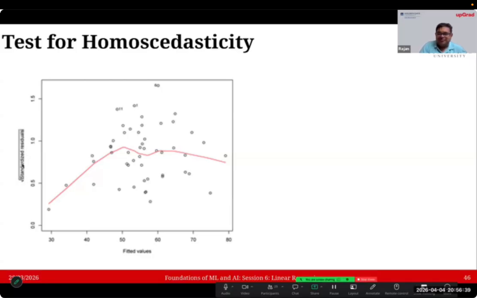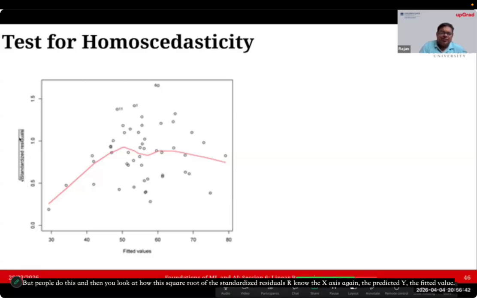If it is greater than some number, put it in class 1. If not, put it in class 0. And then you look at how the square root of the standardized residuals are. In this case, the x-axis is the predicted y, the fitted value.